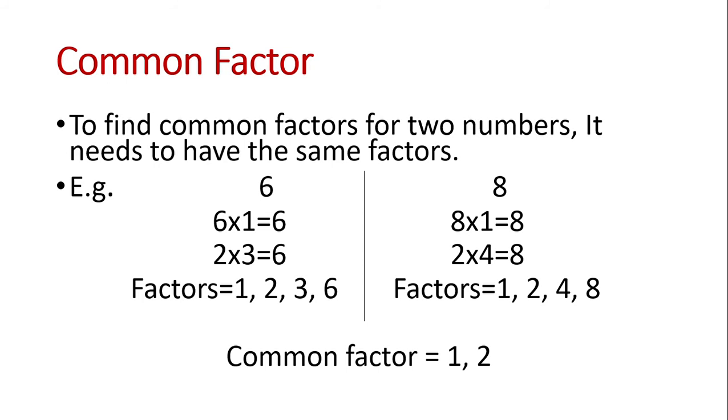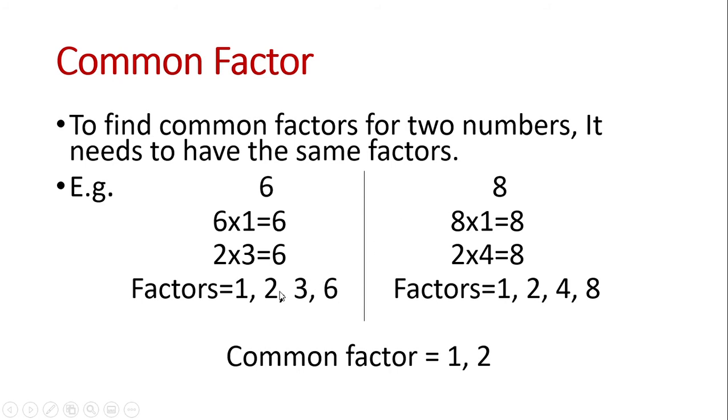And the common factors are 1 and 2. Here you can see 1. In both of the numbers has 1. So that's basically a common factor. It's common in both of the numbers. Next number which is there in both of the numbers is 2. So 2 is a common factor between both of them.